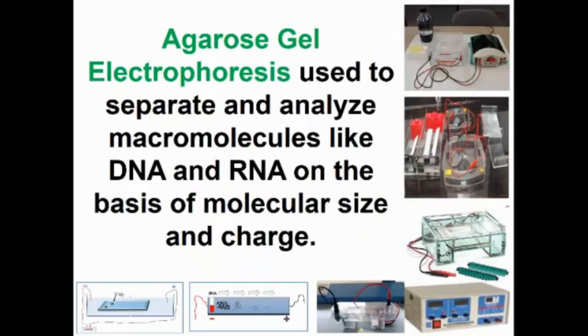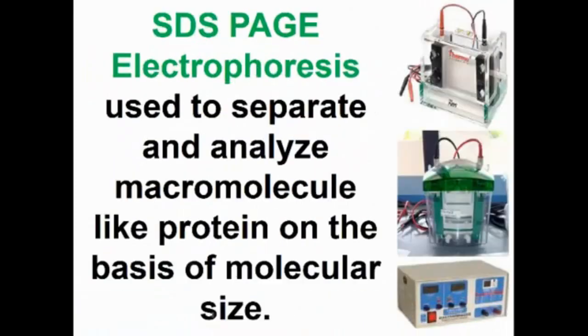Agarose Gel Electrophoresis, used to separate and analyze macromolecules like DNA and RNA on the basis of molecular size and charge. SDS PAGE Electrophoresis, used to separate and analyze macromolecules like protein on the basis of molecular size.